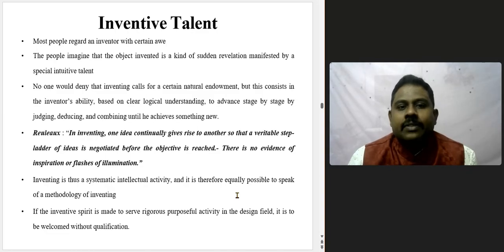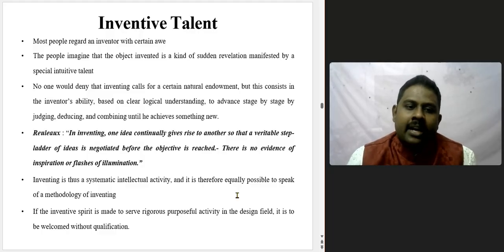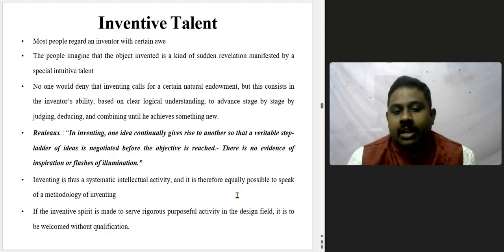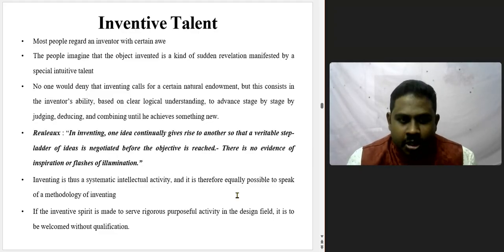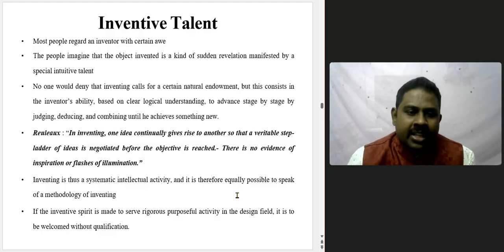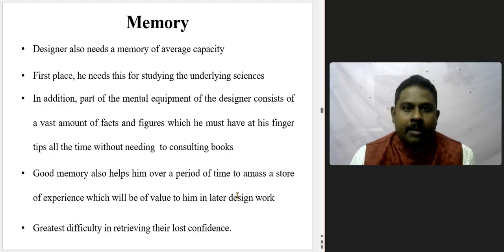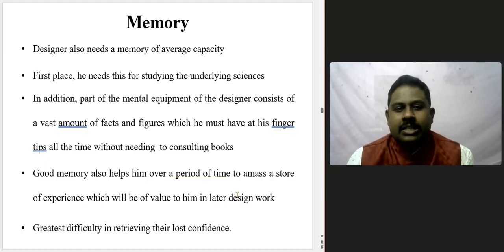Then inventive talent, that is very important. Inventing one idea continually raises another, so that a veritable stepladder of ideas is negotiated before the objective is reached. There is no evidence for inspiration or flashes of illumination. So he should be able to develop inventive talent, and he should be able to make things in a proper manner.